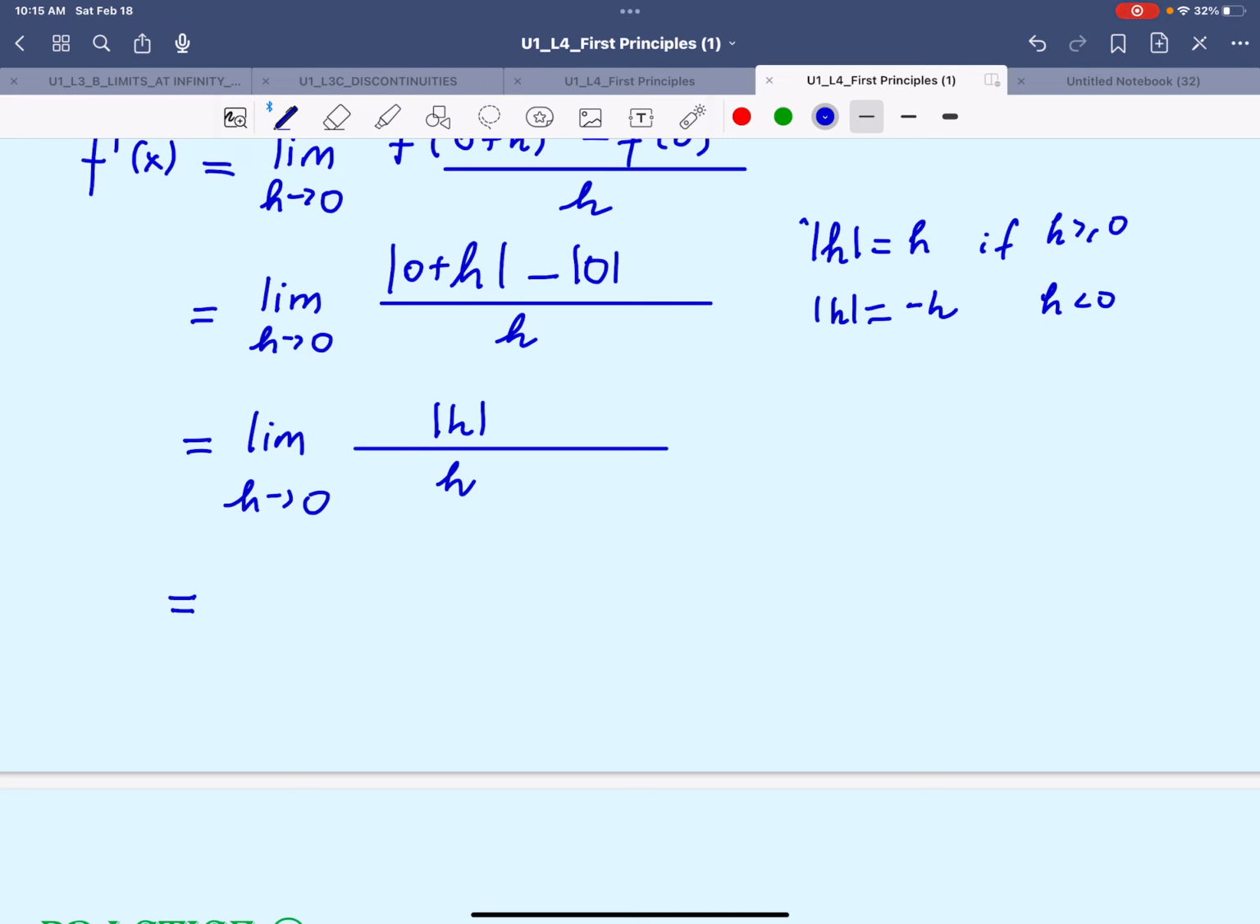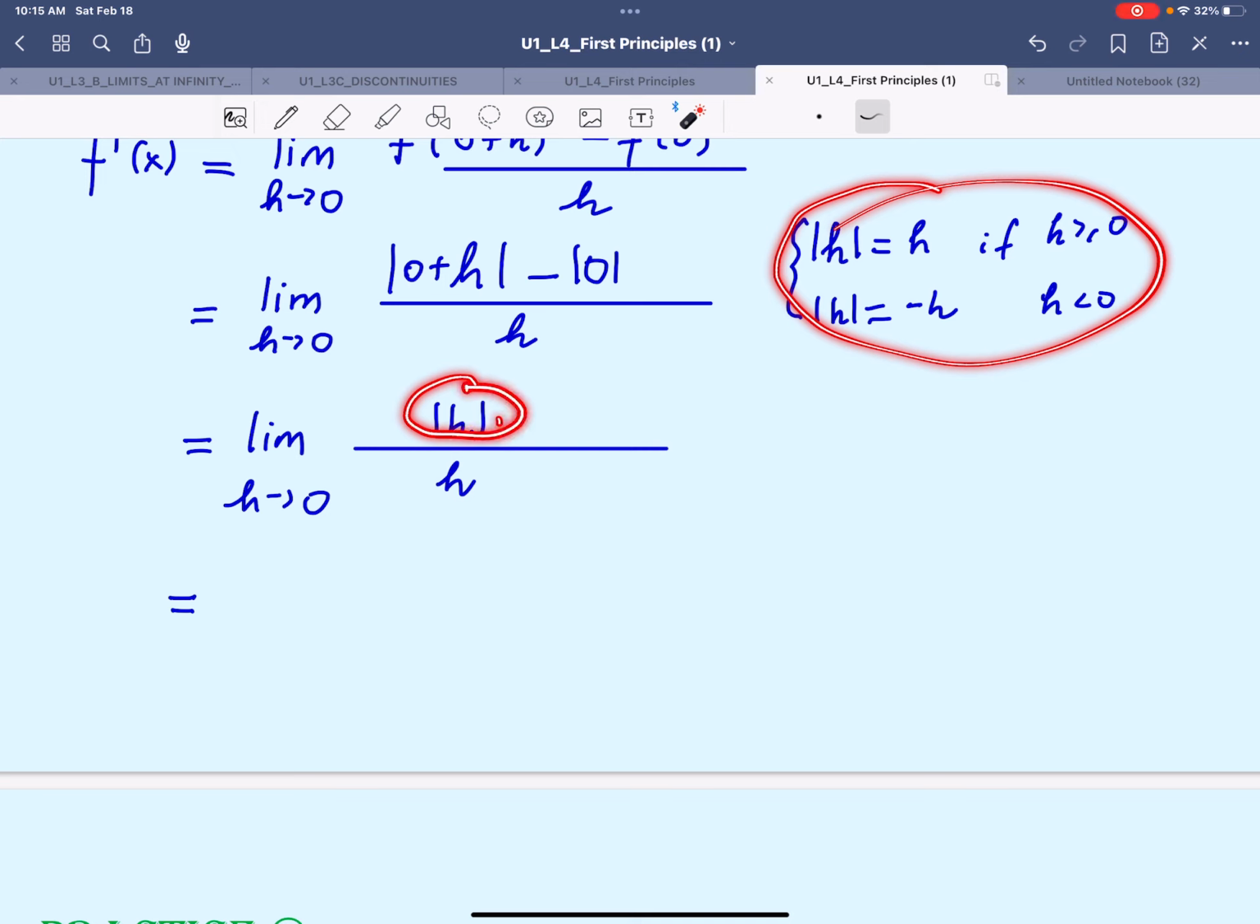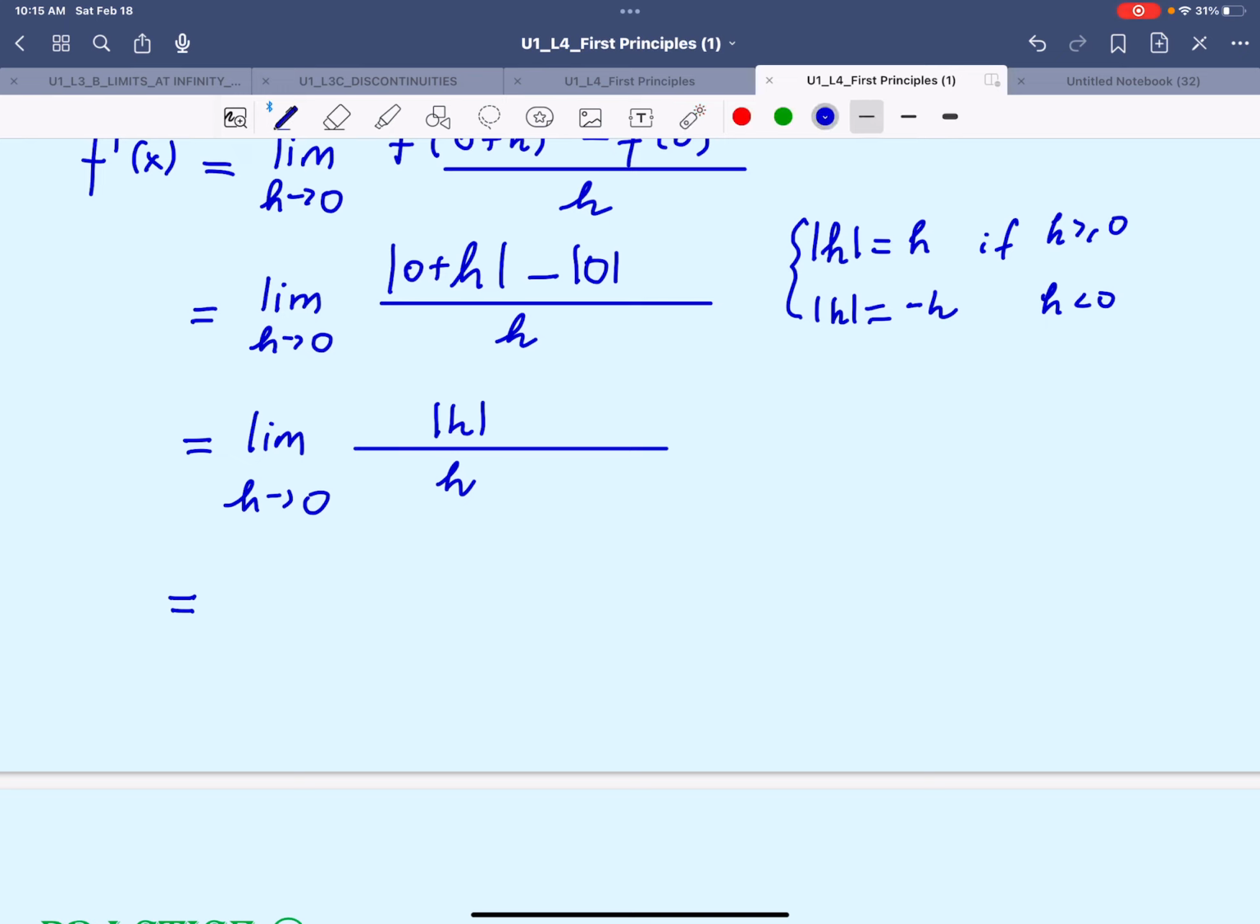So this will turn into sort of a piecewise function on its own, this very expression in here, which means that if we want to remove the absolute value, we need to take both left and right hand side limits. So we'll break this limit down into two parts, or into two limits. So we'll find the limit as h approaches 0 from the right of absolute value of h over h, and we'll find the limit as h approaches 0 from the left hand side of absolute value of h over h.